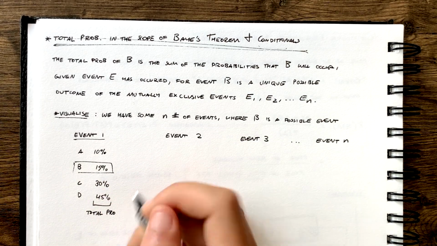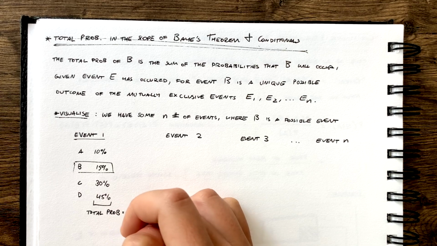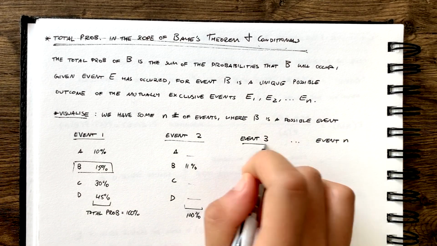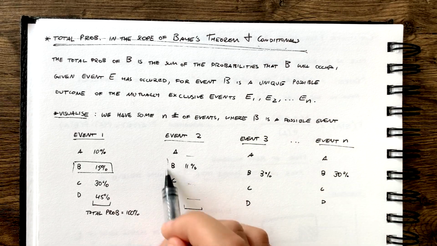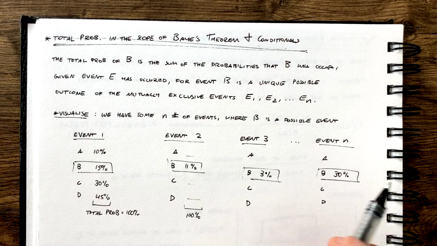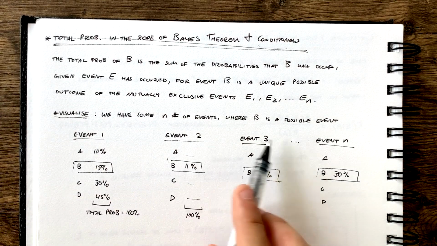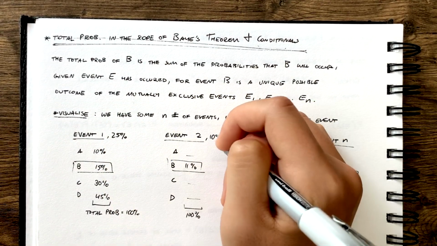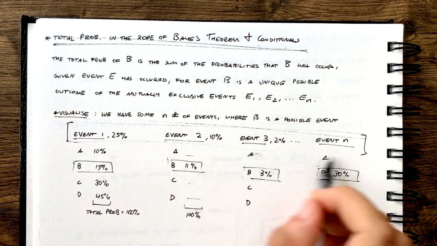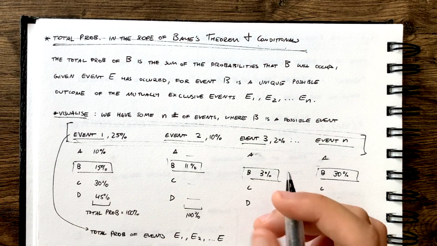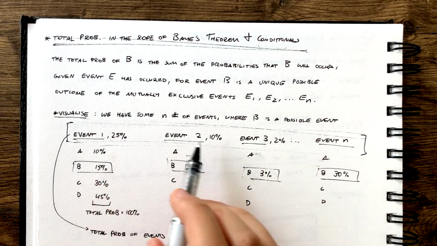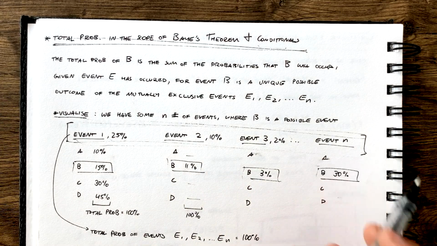So for example, within event 1, each possible outcome, A, B, C, and D, will comprise the total probability of 100%. And we'll do this for each event, and each outcome within each event will have a slightly different probability of occurring, as well as overall, all of the events in total have a total probability of 100% occurring, but each event might have a slightly different probability of occurring. For example, event 1 might have a probability of 25%, whereas event 3 might only have a 2% chance of occurring. So let's take into account a couple of key facts here.